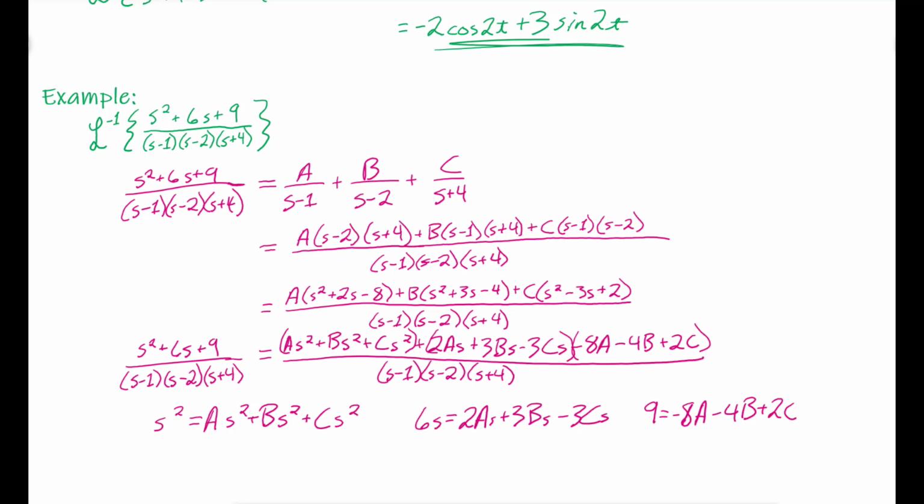Dividing everything by s squared on this first equation that I have, I end up with 1 equals a plus b plus c. Dividing everything by s on my second equation, I end up with 6 equals 2a plus 3b minus 3c. And leaving my last equation alone, I have 9 equals negative 8a minus 4b plus 2c. I have 3 equations now, and I need to solve them for the 3 unknowns in them.